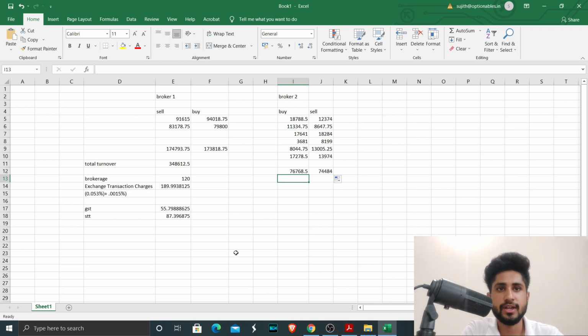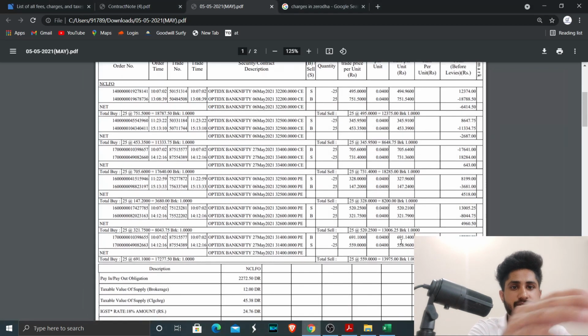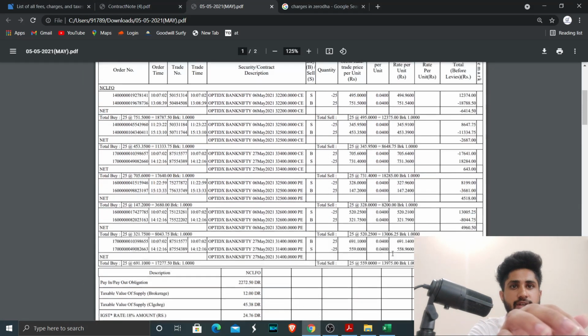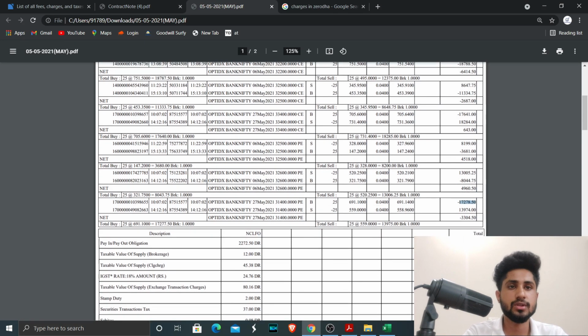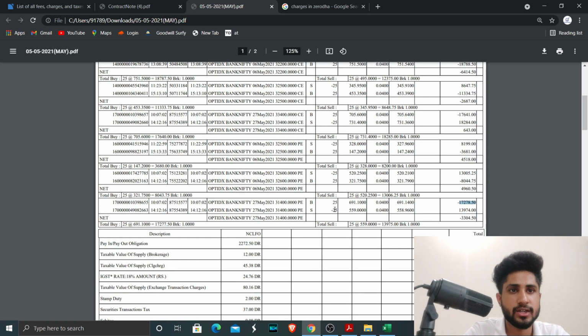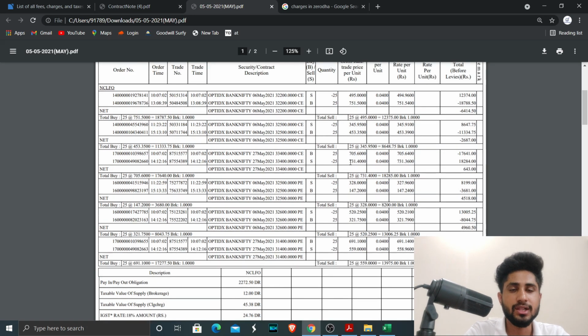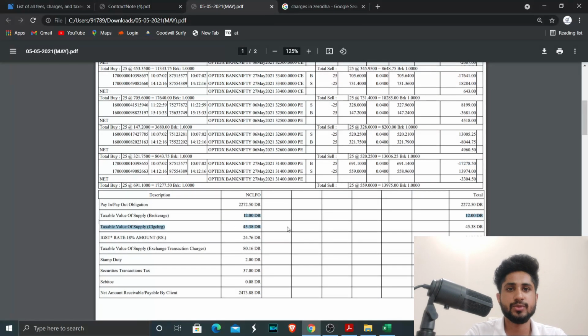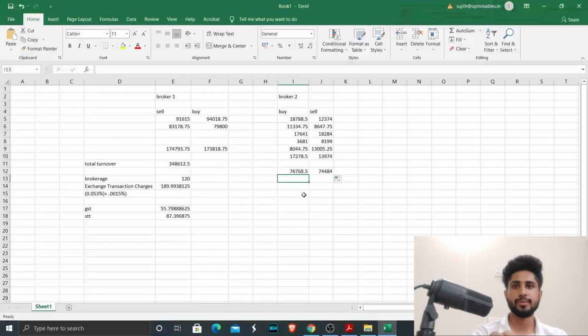Same thing, brokerage comes out to be somewhere around, for us it was 1 rupee per lot. So this is a different broker. So they used to charge 1 rupee per lot for us, and this is the thing. So I'll just show you. We have 6 trades, 1, 2, 3, 4, 5, 6, 7, 8, 9, 10, 11, 12, basically 12 lots. So the brokerage is 12 rupees. I hope that is clear.